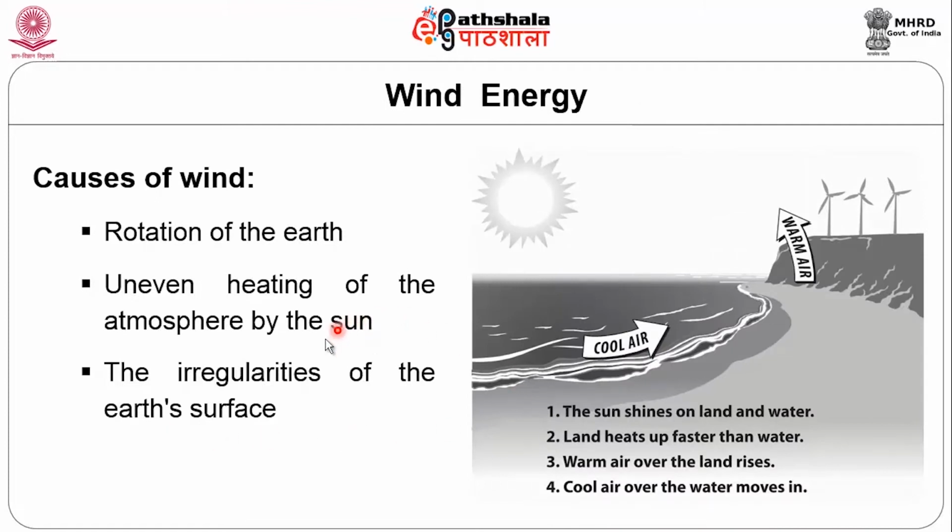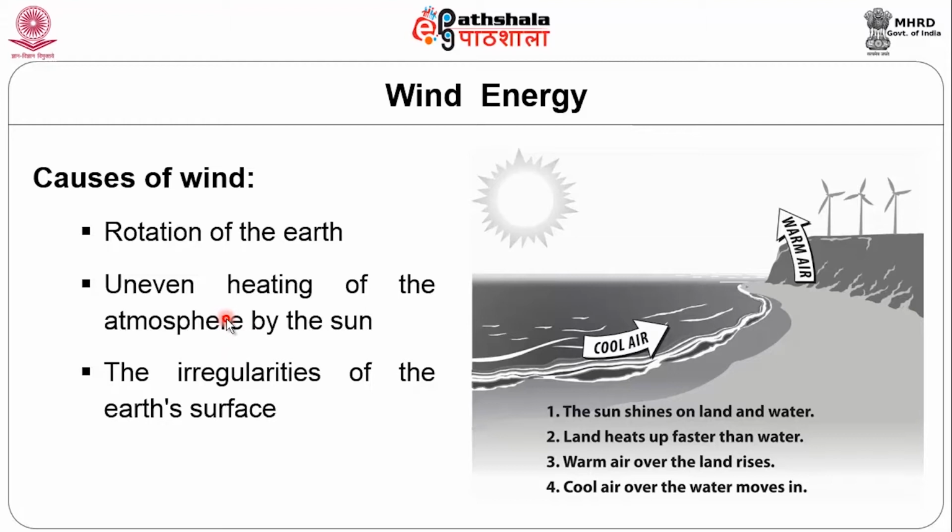And these are the causes of wind, how we get the wind flow and wind velocity. One reason is the rotation of the earth. The earth is revolving, and because of the rotation of the earth, we have wind flow around the earth. Apart from it, there is uneven heating of the atmosphere by the sun. One side is quite warm, and another side may be cold.